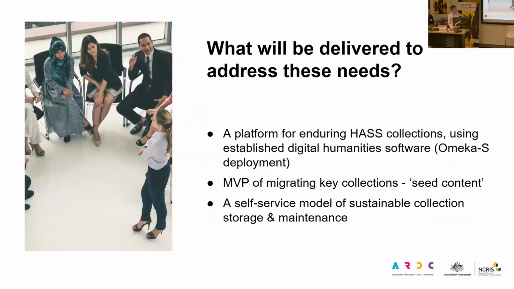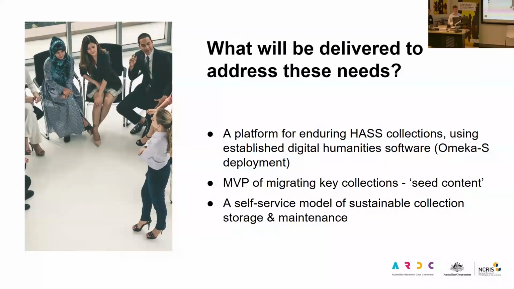So what will it actually deliver? Well, fundamentally, a platform for enduring HASS collections, built on digital humanities software that's already established and deployed on AMICA-S. Designed so researchers can build and maintain collections without needing specialized technical support. Designed so users can easily publish content, ensuring that collections are searchable, accessible, and reusable. And designed so it can support importing existing archive formats, making it simple to migrate legacy collections.